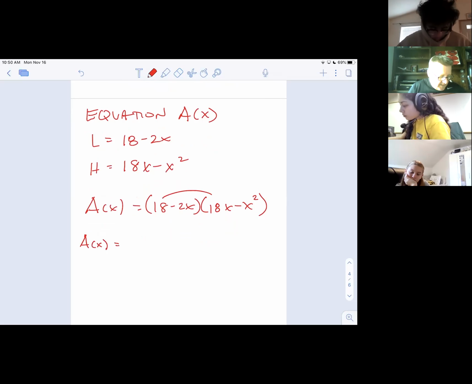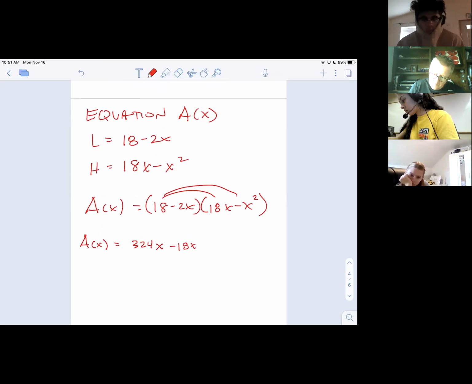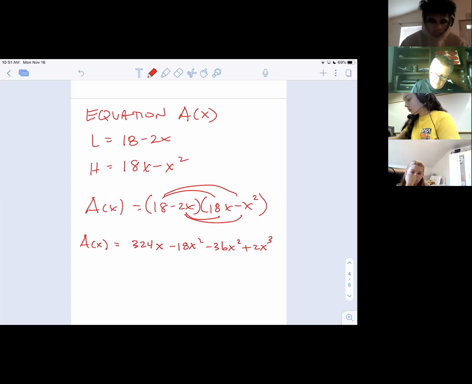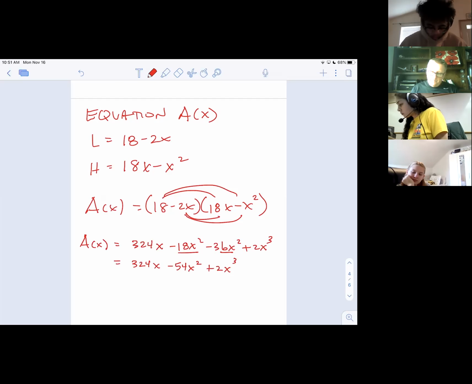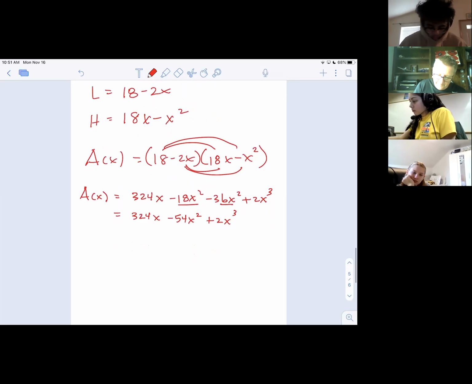So 18 times 18x is 324x. And 18 times x squared is 18 times x squared, and 2x times 18x is minus 36x squared. And finally, minus 2x times minus x squared is actually plus 2x cubed. And so I see I have 2 x squared terms, so that's a total of minus 54x squared. So that's what I want to take the derivative of.